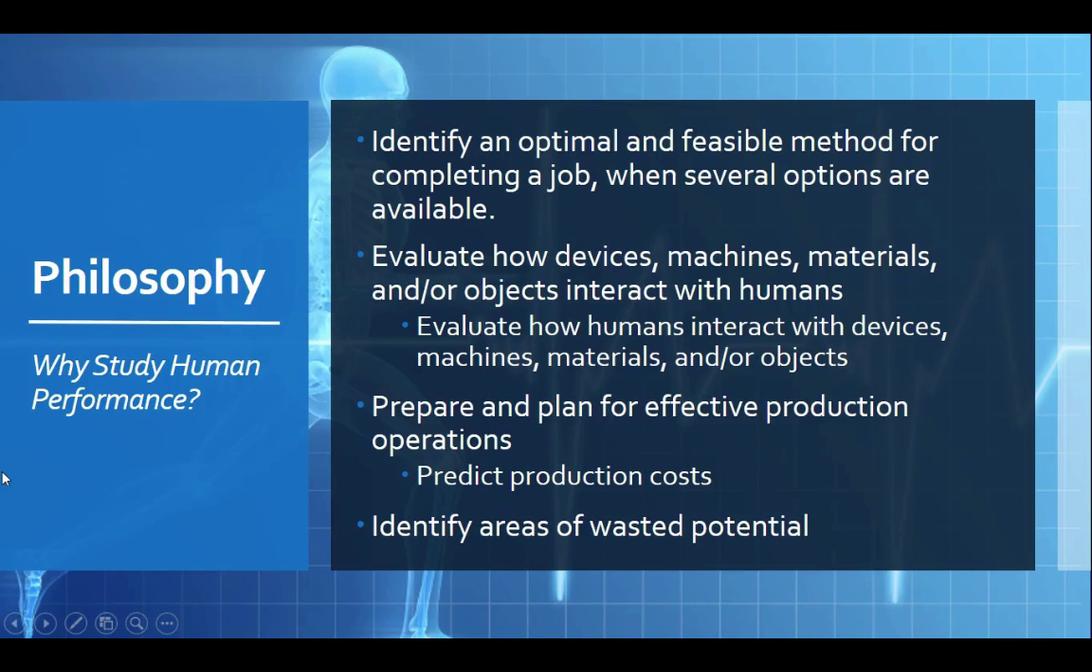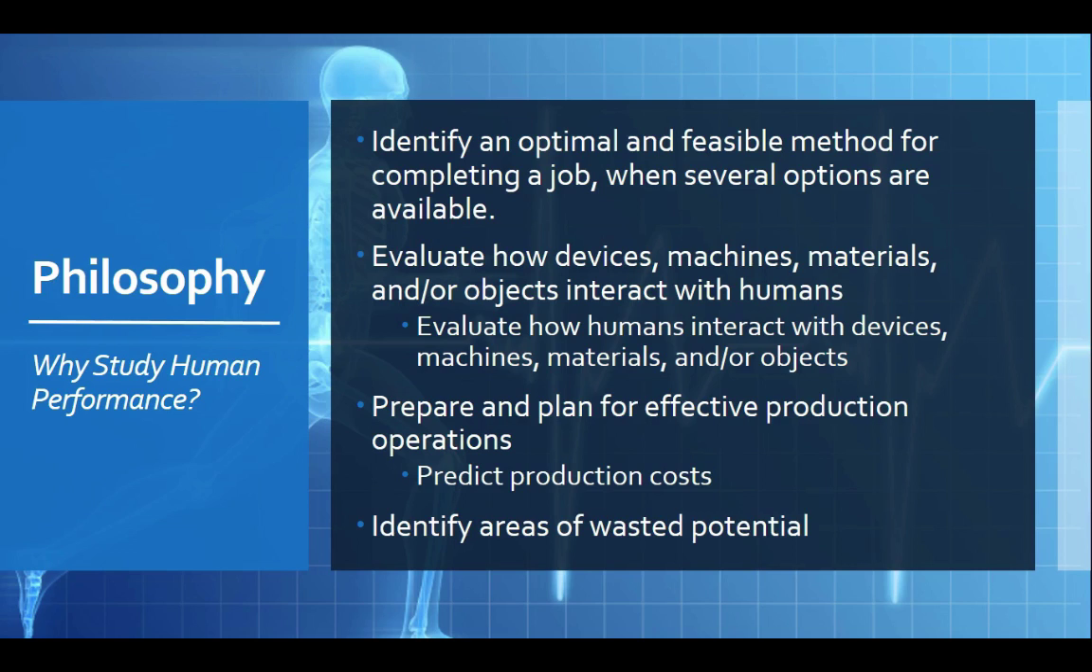So now that we understand some of the aspects of human performance, we're going to look at why we study human performance from a philosophy standpoint. So first, you want to identify an optimal and feasible method for completing a job when several options are available. We would love to find the optimal method, but first we just need to find a method that works. We need to find a method that interacts with the human employee, however we're going to get the job done. We need to test and prove that we're actually going to be able to complete the job.